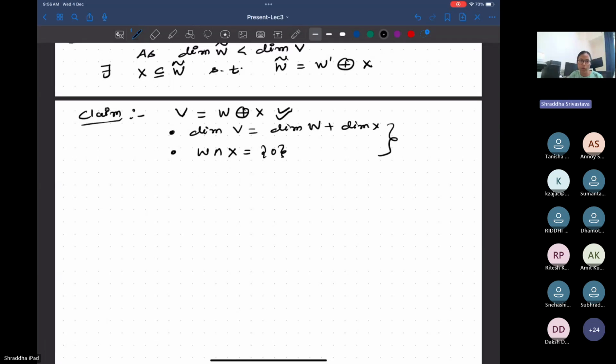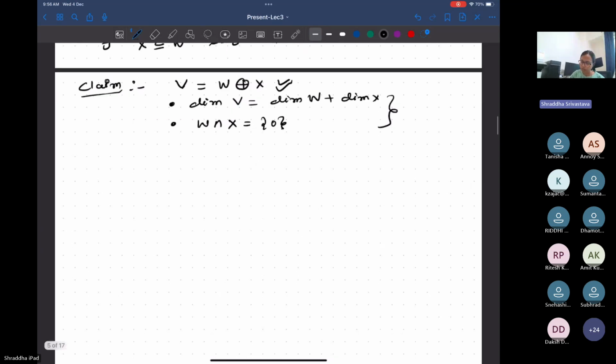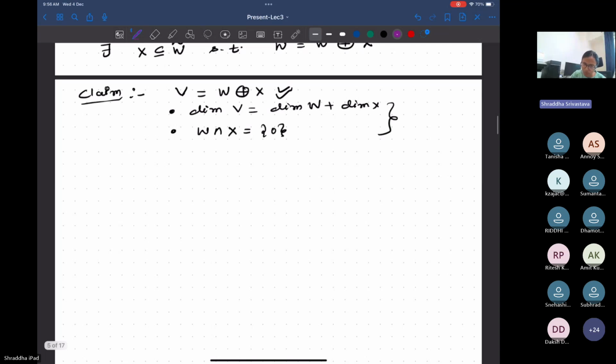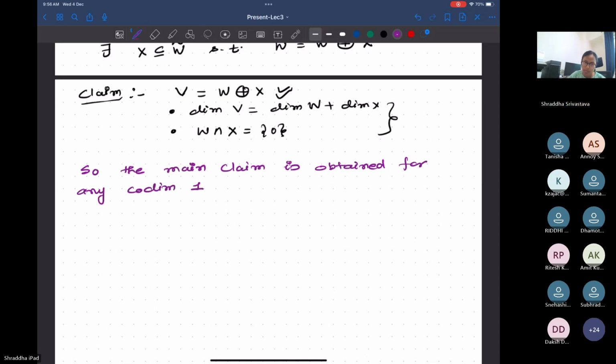I mean, where we are not going to assume the subrepresentation whose complement we want to find is codimension 1. So before that, I will just write that. The main claim that we wanted to prove is obtained for any codimension 1 subrepresentation of V. So for codimension 1, we are done in full generality.